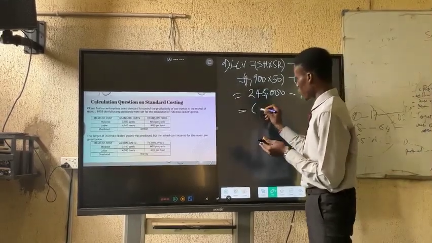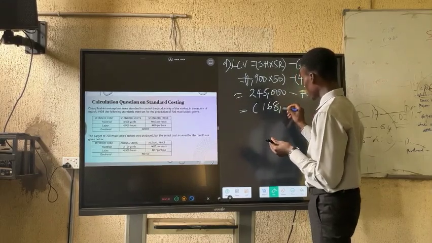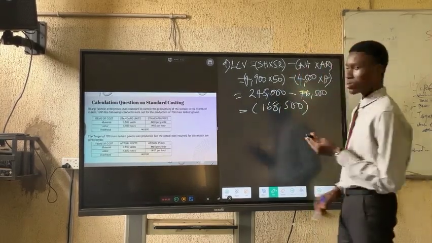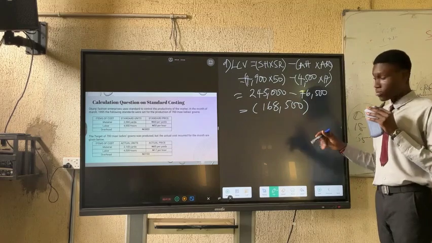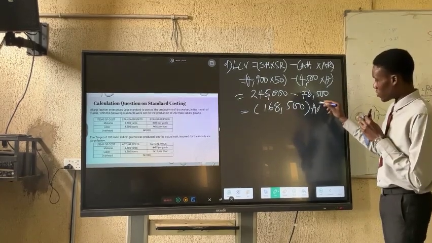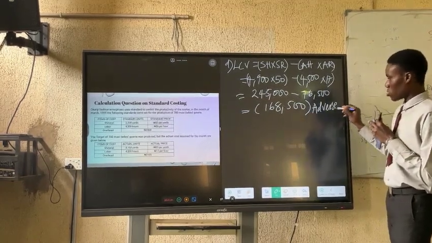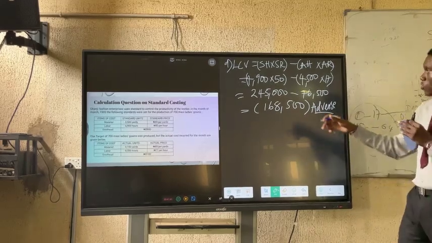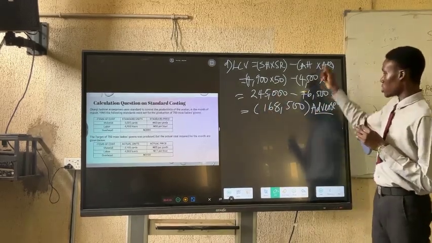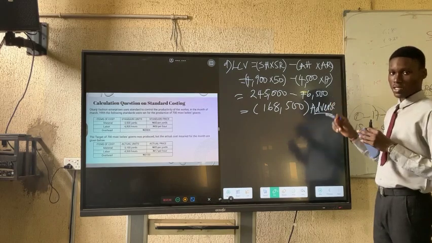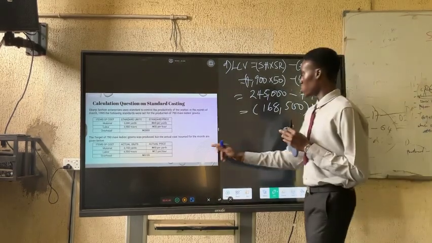So now if you do the math, this is a negative value of 168,500. So this is adverse, not favorable, because the standard is more than the actual. So now let's move to the next one.